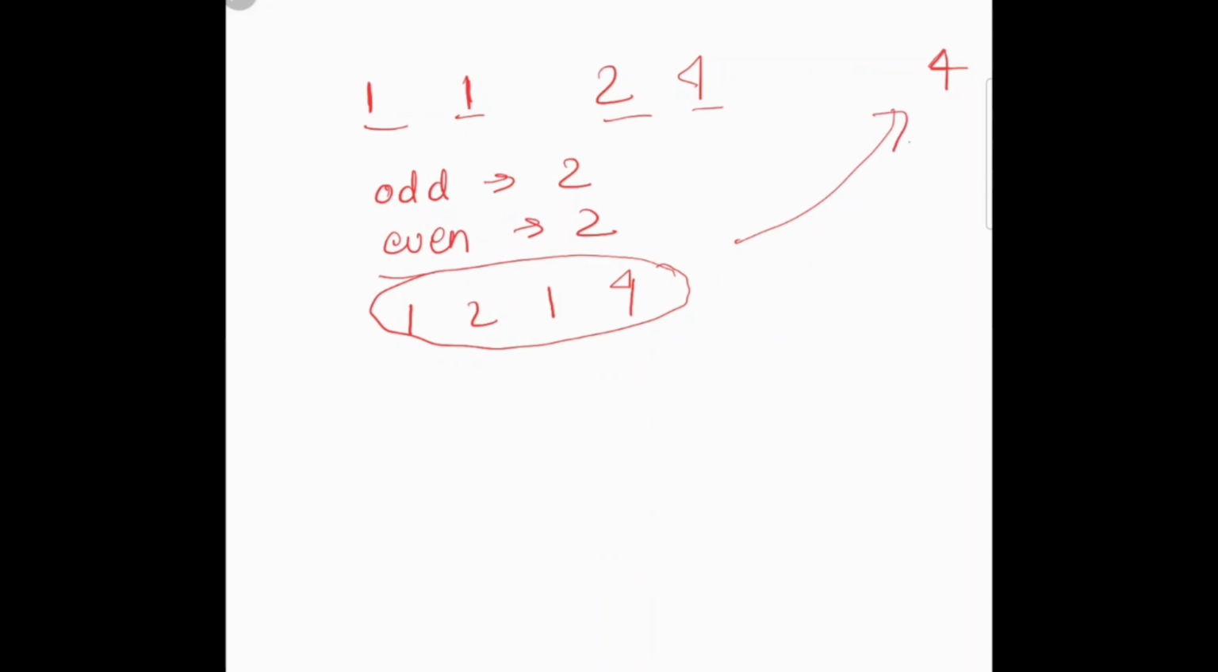Okay. Now here we see that when the number of odd elements and even elements are equal, then we have no problem. We can make the subset out of the entire array.